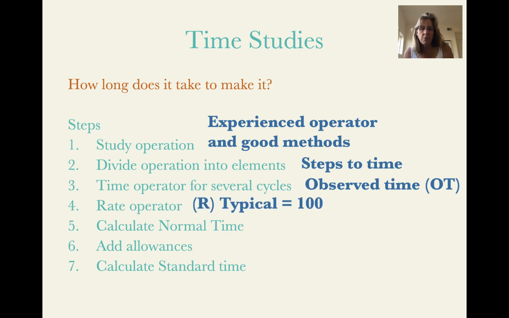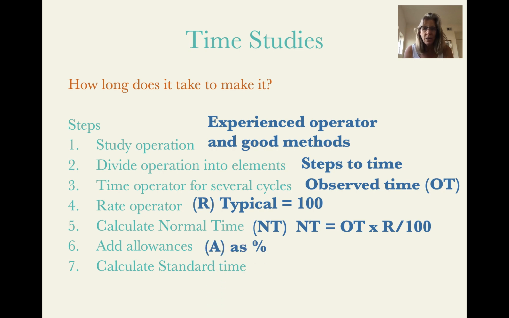Then you rate the operator. A typical operator works at 100. A fast operator can work as much as 120. A slow operator can work at as much as 80. So this is to adjust from an atypical operator to a typical operator. And then we calculate normal time, which is the observed time times the rating divided by 100. That's how we get normal time.